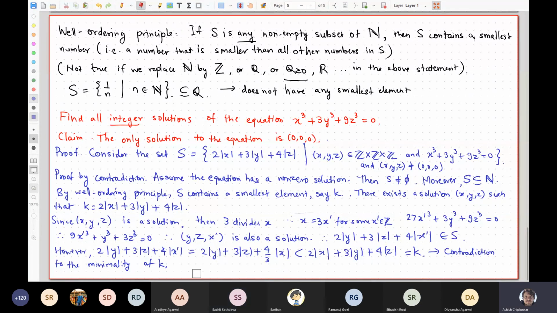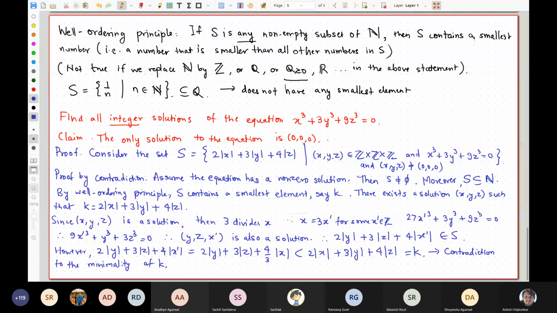So we know that at least one of them is not 0, right? And then these coefficients, so 2y is strictly less than 3y if y is not 0. 3z is strictly less than 4z if z is not 0. So for at least one of x, y, and z, you are going to have a strict inequality. Therefore, this is a contradiction to the minimality of k. Okay, any questions? We have just 1 minute left.